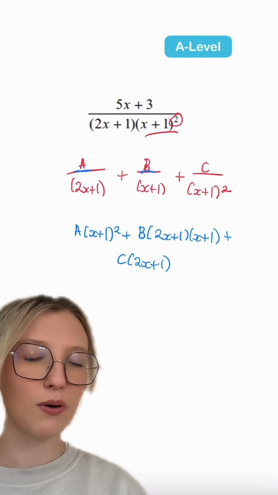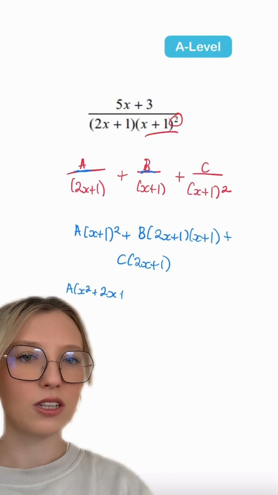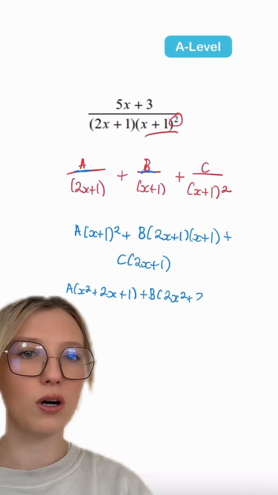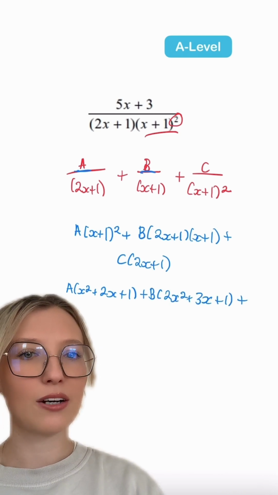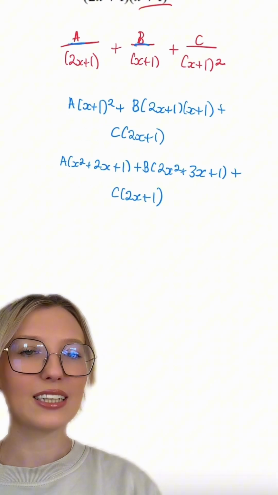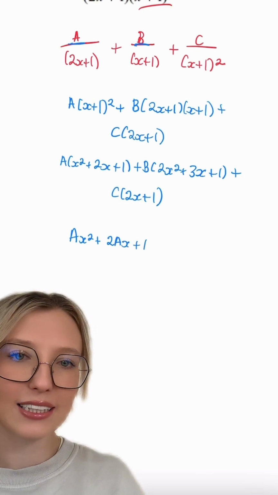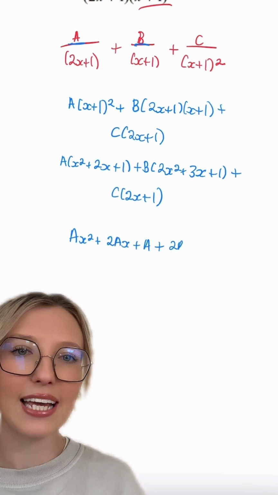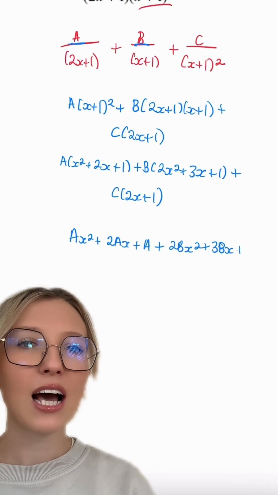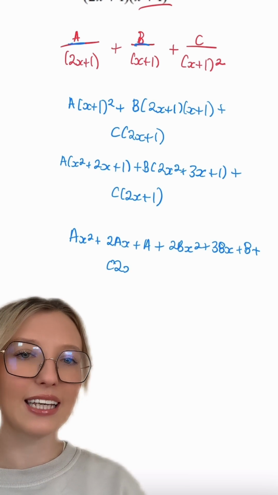If we go ahead now and expand this out, we're going to have A in brackets, x squared add 2x add 1, add B, 2x squared add 3x add 1, and we can go ahead and expand out C times by 2x, which is C2x add C. Again, going ahead and expanding this out, we get Ax squared add 2Ax add A, add 2Bx squared add 3Bx, add B, add 2Cx, add C.